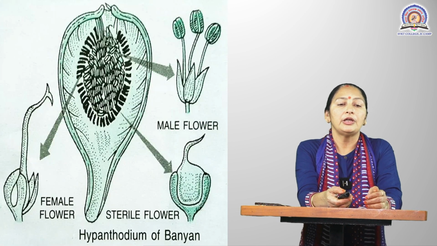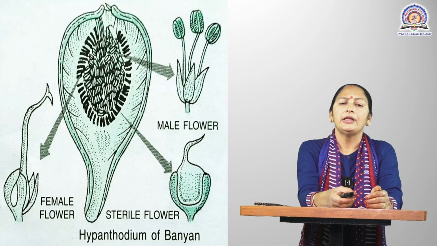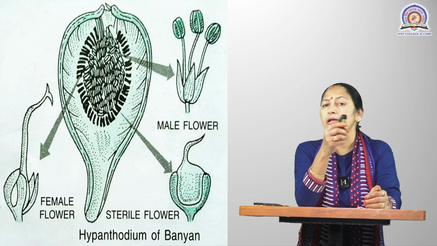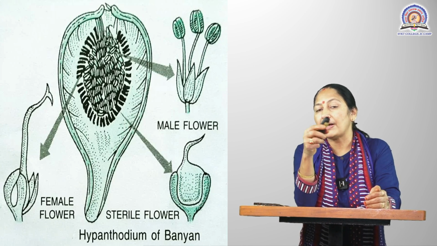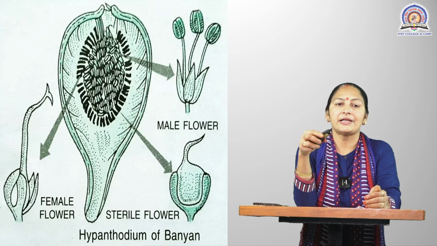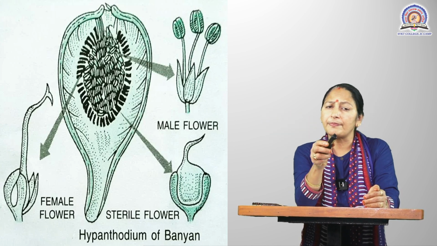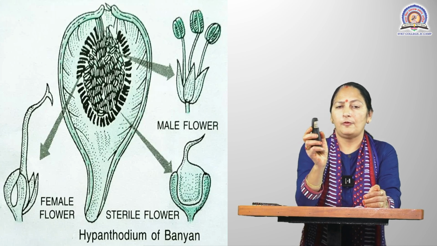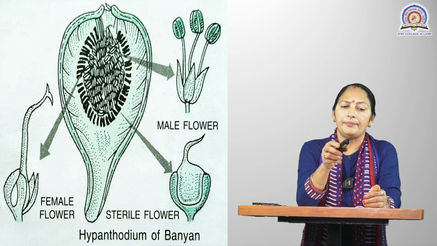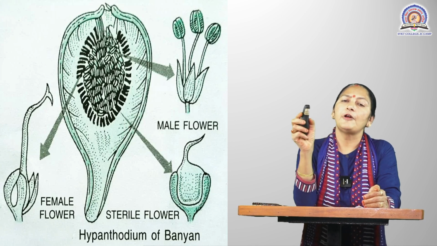In this figure, it is very clearly seen that the male flowers are at the apical region, near the ostiole, and the female flowers are on the basal side of the inflorescence. The apex side is where the male flowers are arranged. They are shown separately in a diagram. This is the arrangement of the male flowers, and then the middle one.